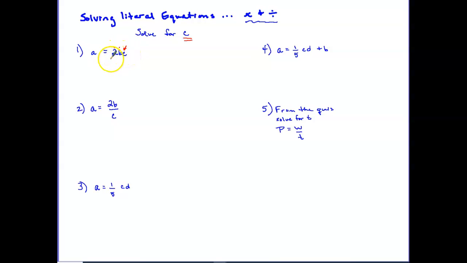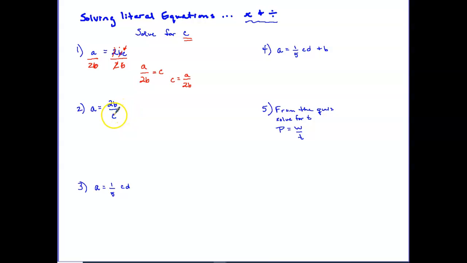So if I divide both sides by 2b, the 2 and the b cancel out, and c is left all by itself. So I end up with a over 2b equals c. And of course, if you want the c on the left-hand side, you can flip it around and say c equals a over 2b.